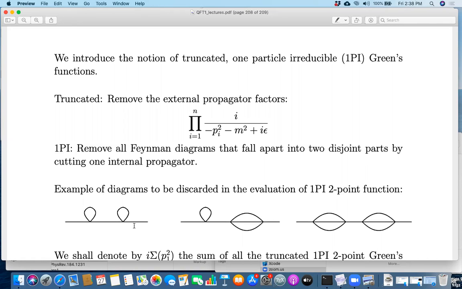And here for the 2-point function in phi-4 theory, I have given some examples of what we mean by one particle reducible diagrams, which are not one particle irreducible. This diagram is not a 1PI diagram because by cutting this propagator here, it falls apart into two parts. This diagram is not 1PI, right? Because by cutting this, it falls apart into two parts. Similarly, this one is not 1PI.